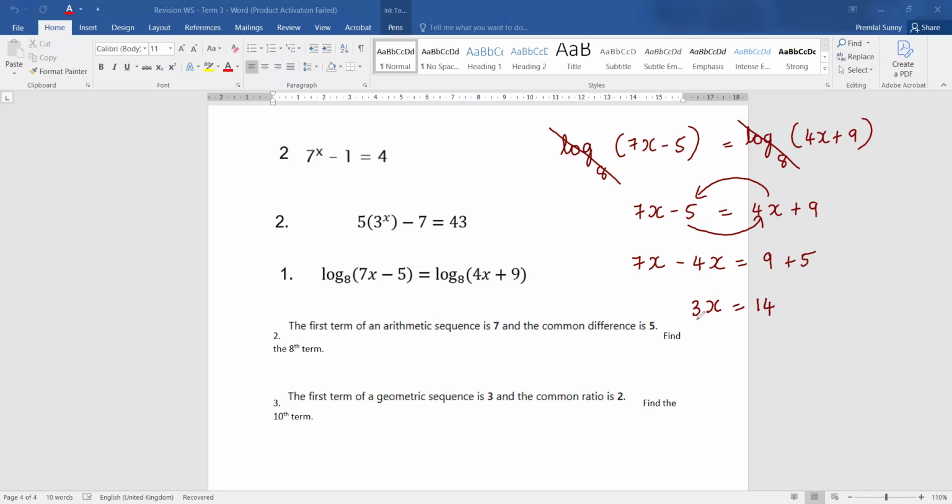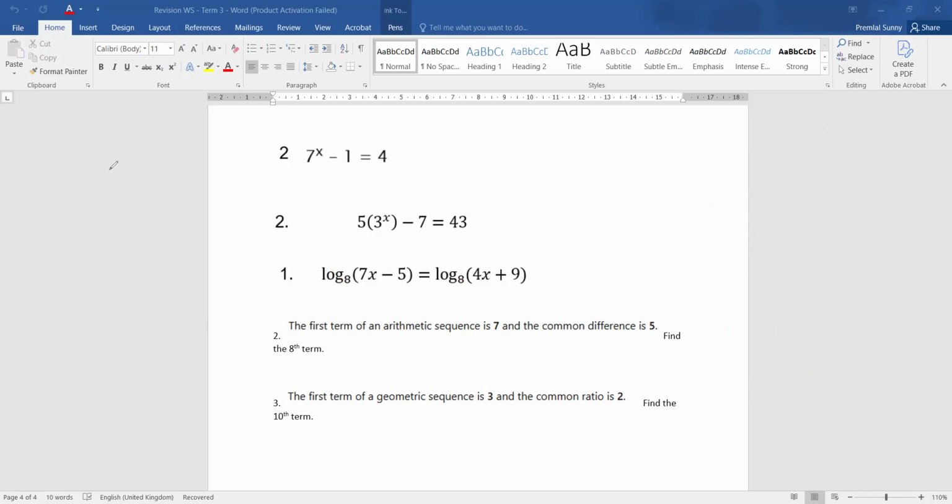We need x. To remove this 3, we divide by 3 on both sides. 3 and 3 get cancelled. x is equal to 14 divided by 3. When you put it in your calculator and change it into decimal, you'll get 4.67. That will be the final answer. So if you have log with the same base on both sides, and in between an equal sign, you can cancel them and do the basic algebra. Bring all the variables on one side, bring all the numbers to the other side.